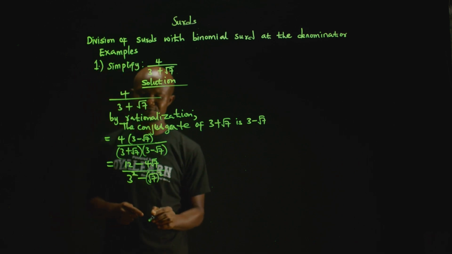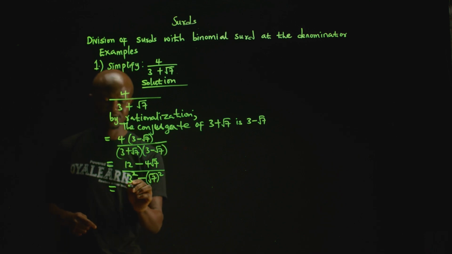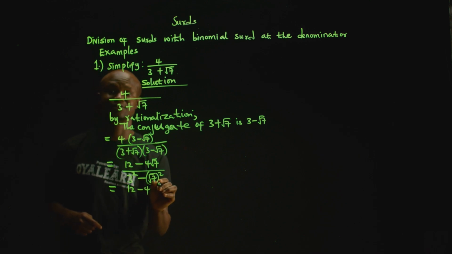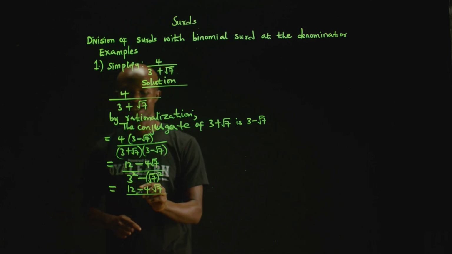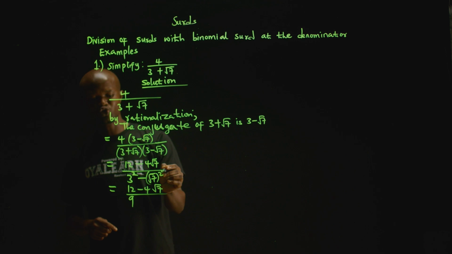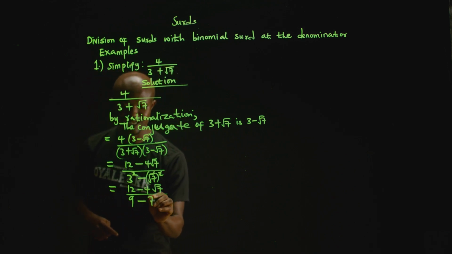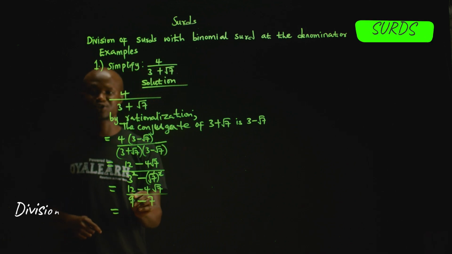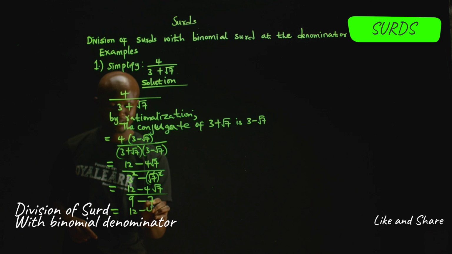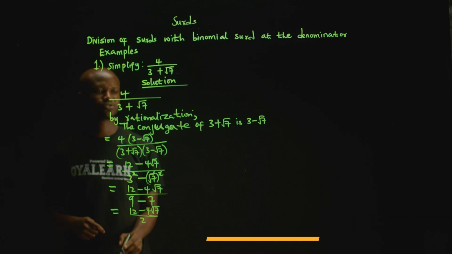And what are we going to have? This will give us 12 minus 4 root 7 divided by what? 3 squared, 9. But the 2 here will go with the square root, take note. So this is minus 7. Then we have 12 minus 4 root 7 divided by what? Divided by 9 minus 7, which is 2.